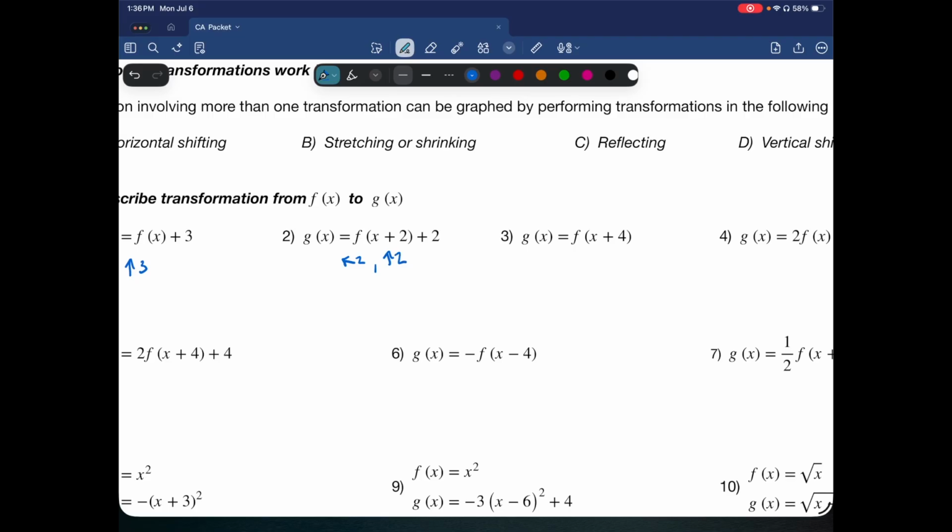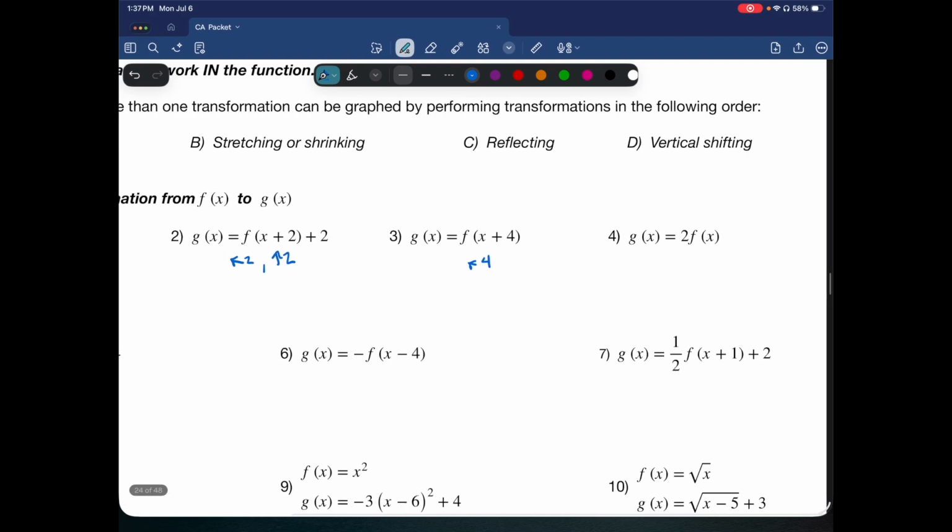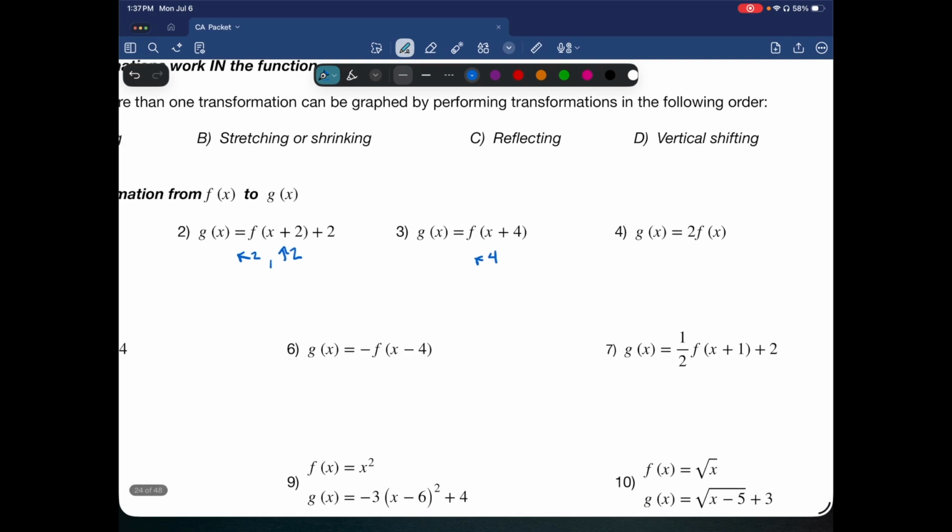On number 3, you got plus 4 inside the function, which means I'm going left 4. On number 4, it's 2 times f of x. So that is a vertical stretch. And I know it's a stretch, not a shrink, because on vertical shifting, if it's greater than 1, it's a stretch. If it's a fraction, it's a shrink. So this is a vertical stretch by 2.